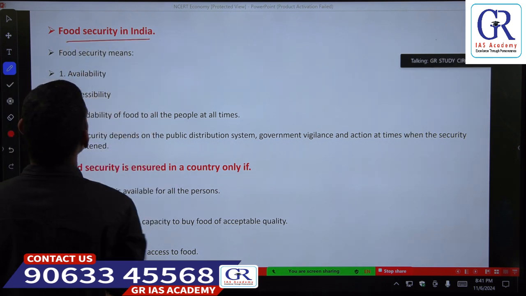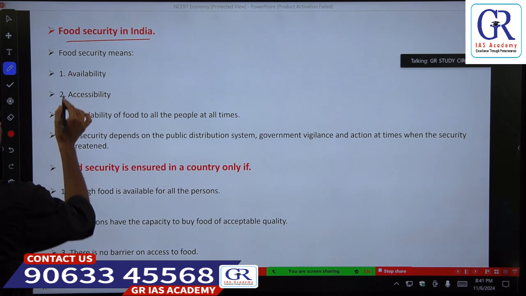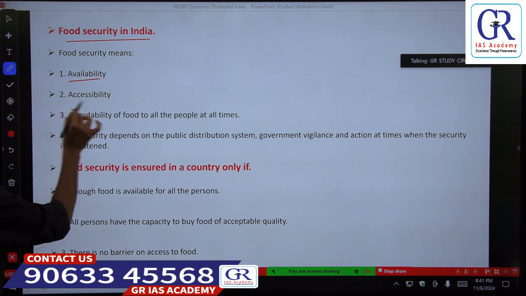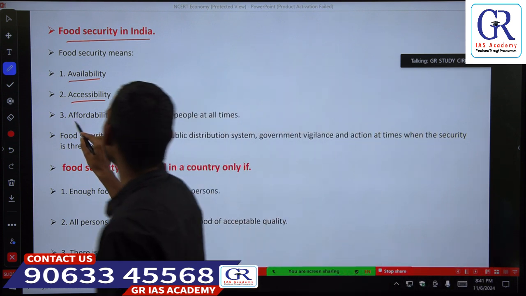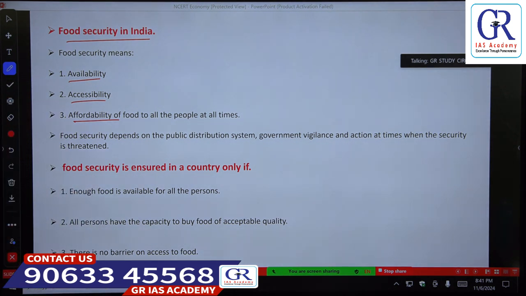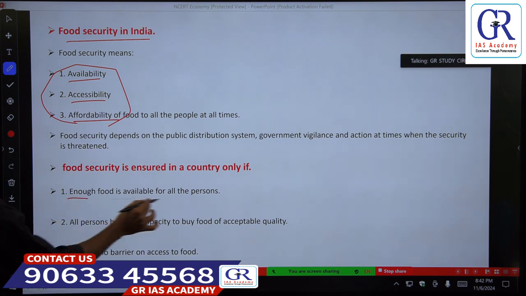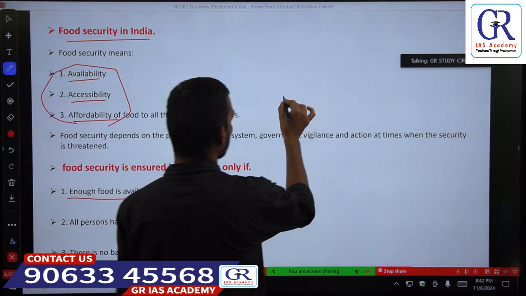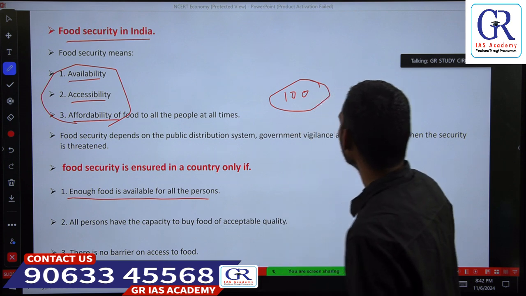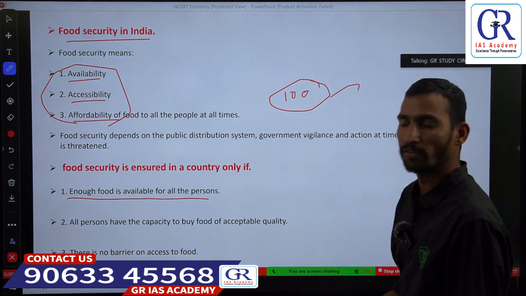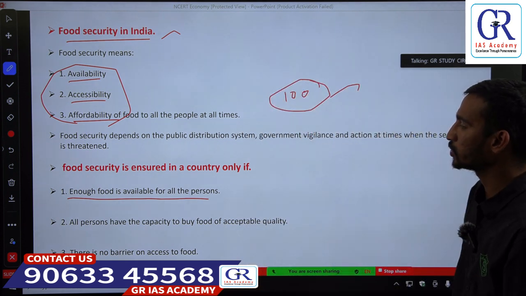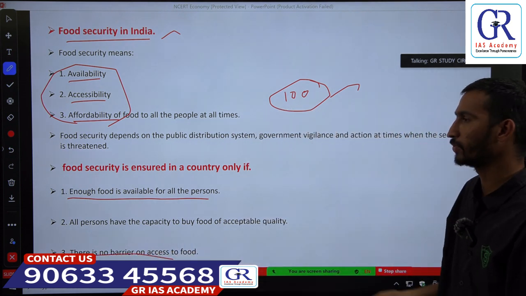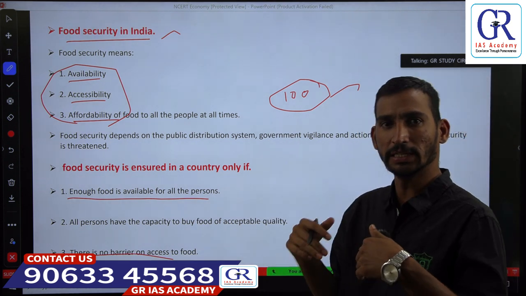Yeah, so what is meant by food security? Availability of food: whether the food is available to the people. Accessibility: whether they have the sources to access the food. And affordability: the capacity of the people to purchase the food. If we have all these three things, we can say that a country is a food secured country. For example, if you have 100 people in the country and enough food is available to 100 people, we can say it is a food secured country. Accessibility means there should be no barriers for them to access the food, easy availability of food.